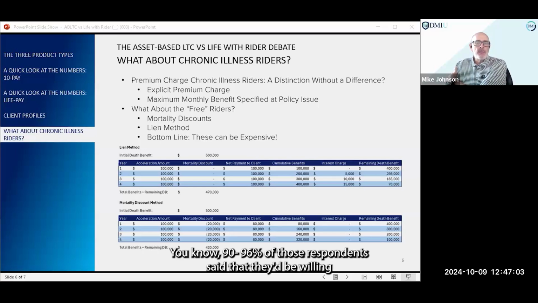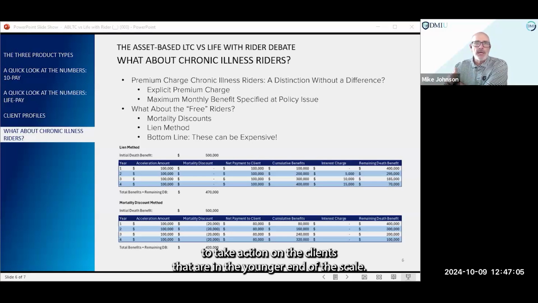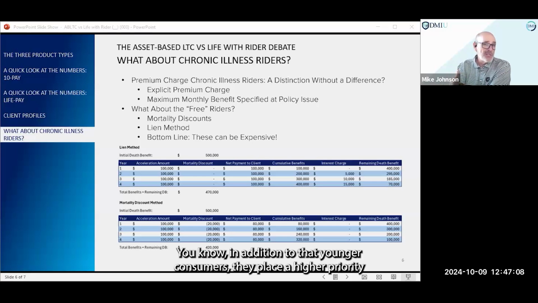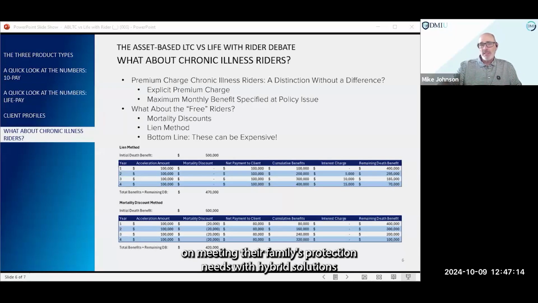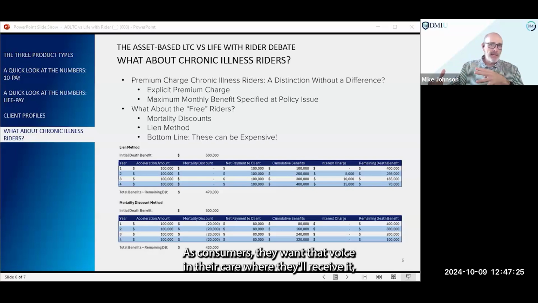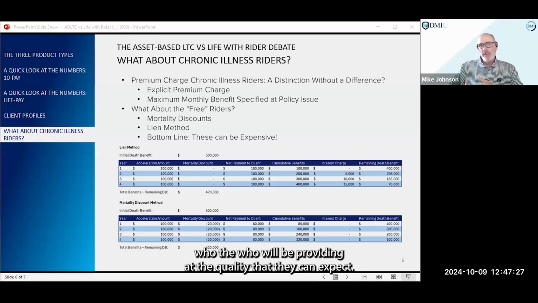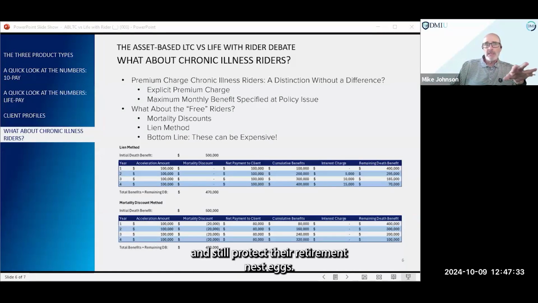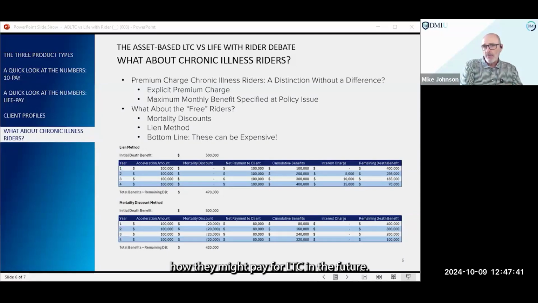96% of those respondents said that they'd be willing to take action on the clients that are on the younger end of the scale. In addition to that, younger consumers place a higher priority on meeting their family's protection needs with hybrid solutions that can combine the life insurance along with the LTC protection. So here's the thing, consumers want that voice in their care, where they'll receive it, who will be providing it, the quality that they can expect. Here's the thing, the best way to do that and still protect their retirement nest eggs and that legacy that they want to leave is to identify how they might pay for LTC in the future.